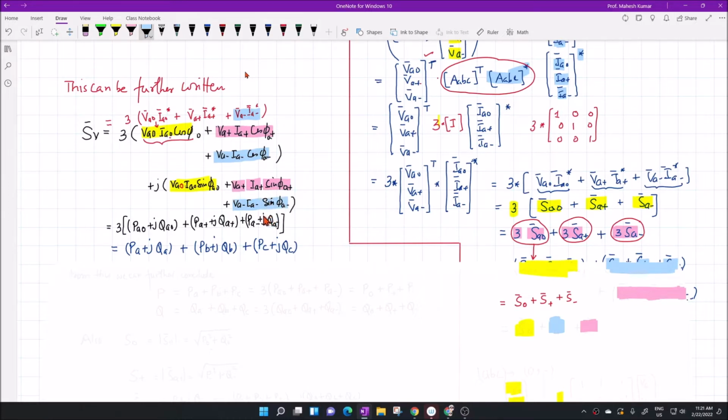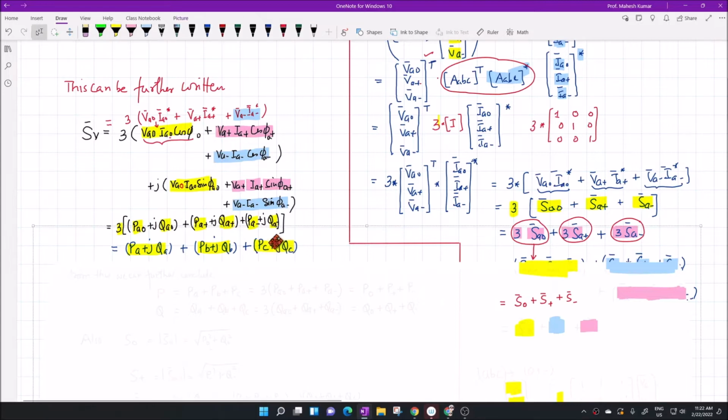So we can express directly in terms of the real power and reactive power components using cosine and sine functions, which is similar to what we have described. It is 3 times PA0 and QA0, then PA plus, QA plus, and PA minus and QA minus, which is similar to what we have just found: PA plus JQA, PB plus JQB, and PC plus JQC.